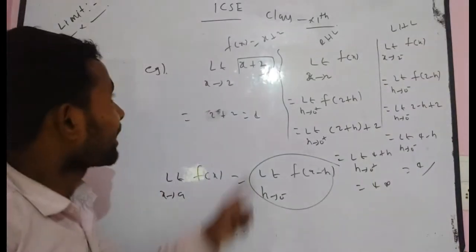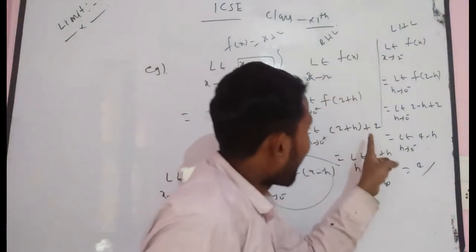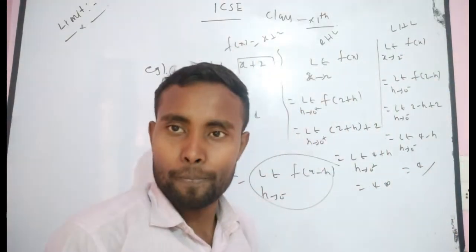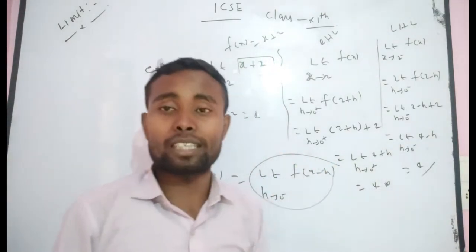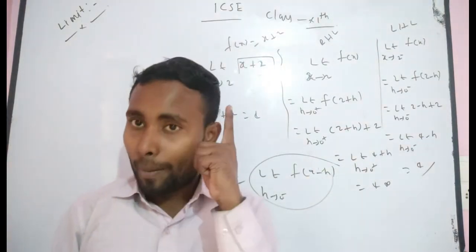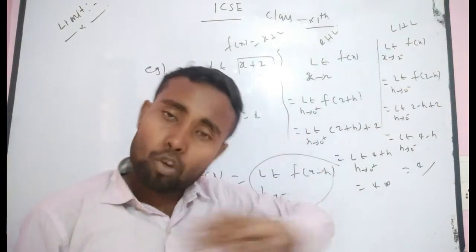You observe, if you solve by direct method, you get answer 4. If you solve by RHL, you get answer 4. If you solve by LHL, you get answer 4. In each case, you get the correct answer and they are equal to each other. So, I want to tell you again, if limit exists, then LHL is equal to RHL. And you can solve by any way.